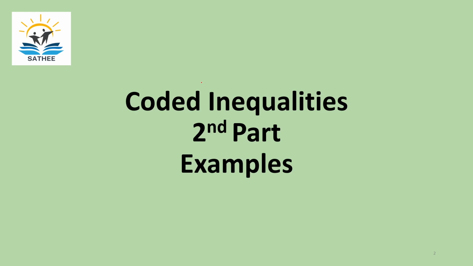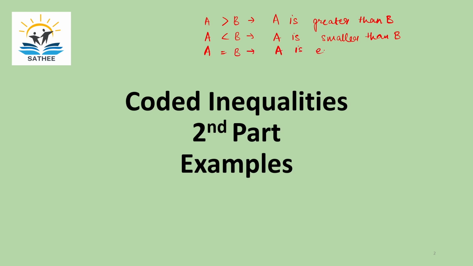Now, while discussing coded inequalities in the previous lecture, I told you that we deal with only 5 signs in coded inequality. The first sign means A and B. It basically means A is greater than B, correct? A is greater than B. If we have this symbol, it means A is smaller than B, correct? A is smaller than B. Similarly, if we have this symbol, it basically means A is equal to B or A is equivalent to B, correct?